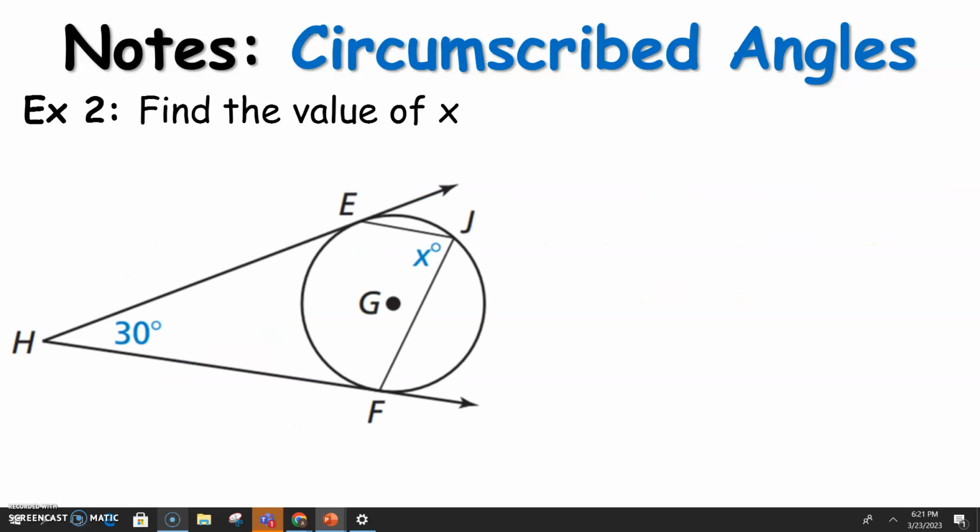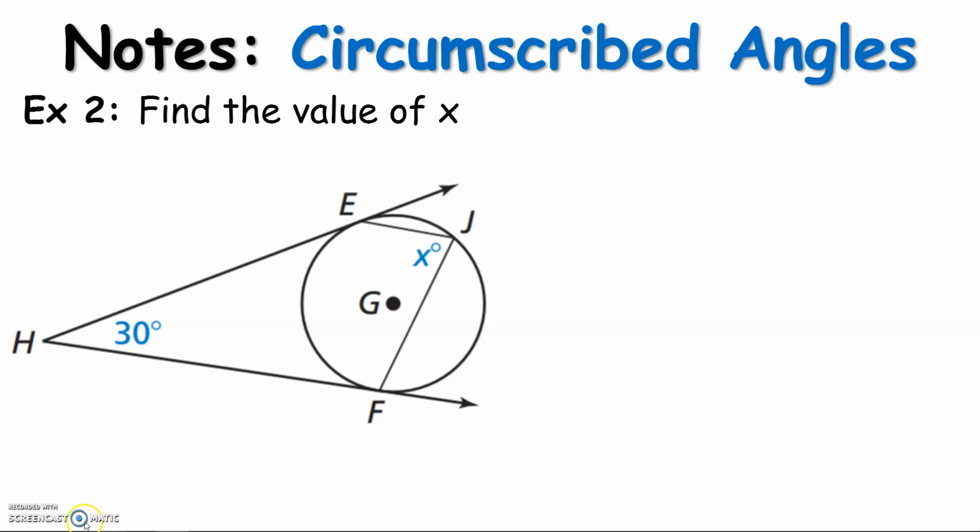Example 2, find the value of x. Note here that x is not the central angle. So in order to do this problem, we must first identify the central angle. So in this case, we need to find our central angle, which is EGF. We know, according to our inscribed angle theorem, that this arc right here, EF, is equal to double our inscribed angle. So we know this arc EF is 2x, which then means that our central angle, EGF, is also 2x.